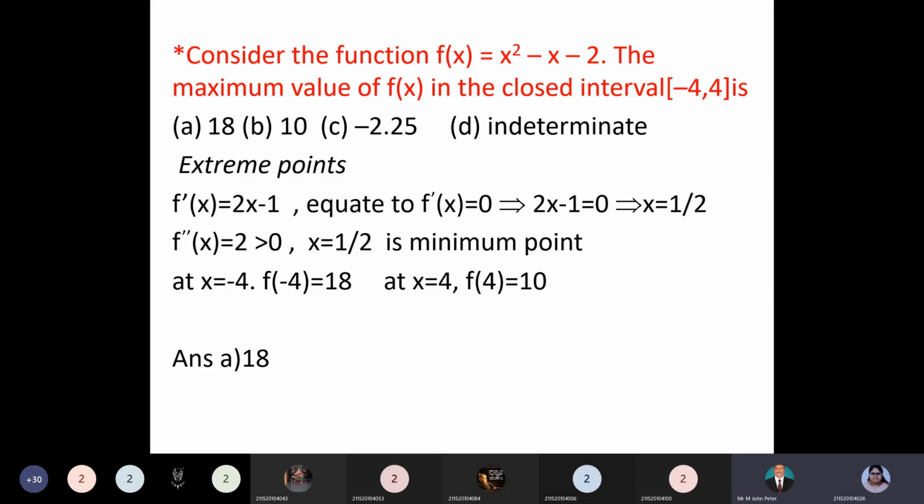That point 1 by 2 lies inside the interval. So in that interval, at which point does it take the maximum value or minimum value? For that we have to check the endpoints in the function. So find the endpoint values: f of 4 and f of minus 4.